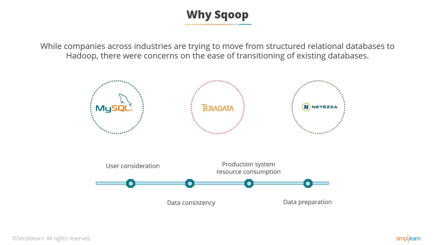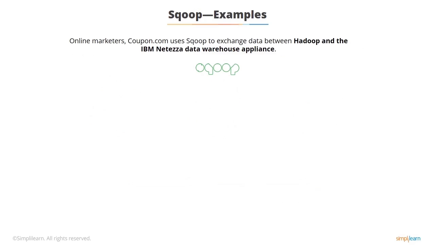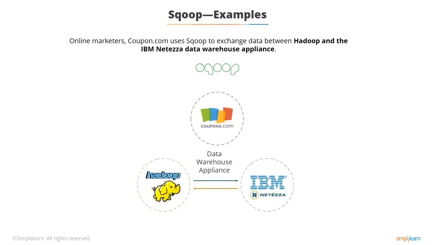Sqoop allows smooth import and export of data from structured databases. Along with Oozie, Sqoop helps in scheduling and automating import and export tasks. Sqoop in real life can be used in online marketers. Coupon.com uses Sqoop to exchange data between Hadoop and the IBM Netezza data warehouse appliance. The organization can query its structured databases and transfer the results into Hadoop using Sqoop.